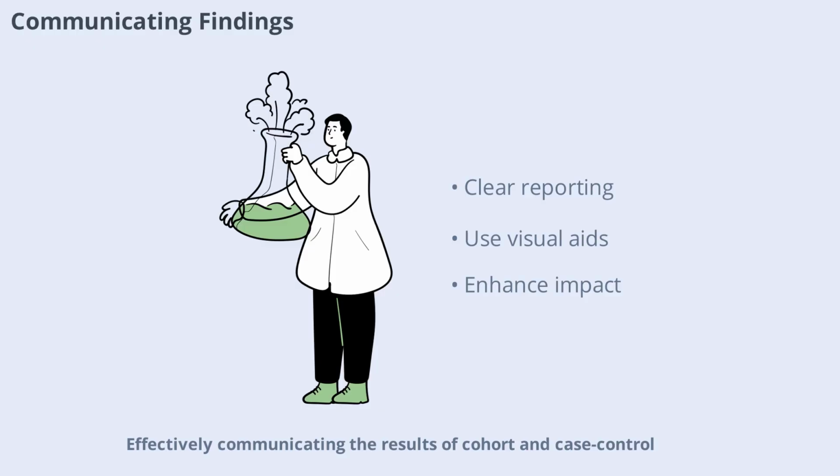Effectively communicating the results of cohort and case control studies is essential for translating research into practice. Clear, concise reporting helps clinicians, policymakers, and the public understand the implications of research findings. Visual aids, summaries, and open-access publications can enhance the reach and impact of clinical research.